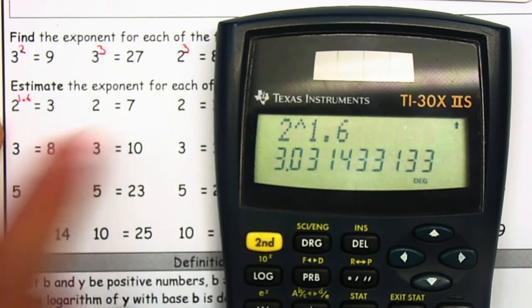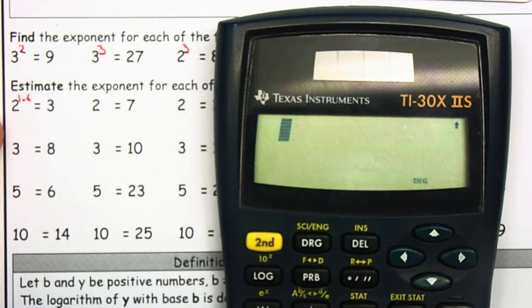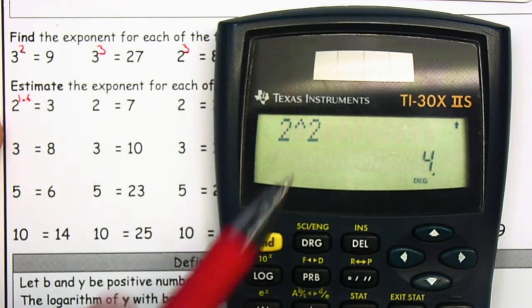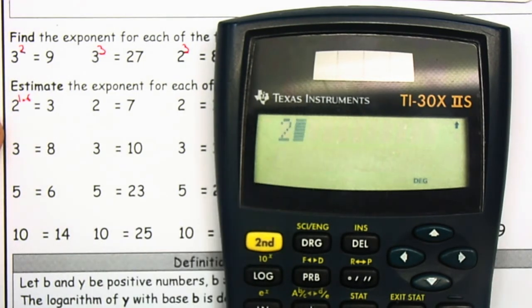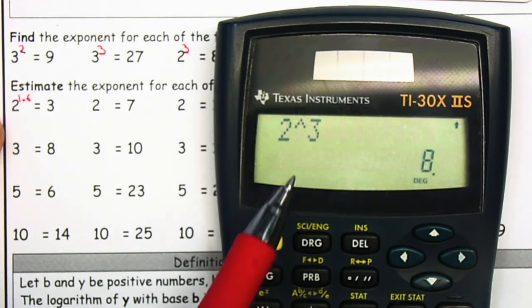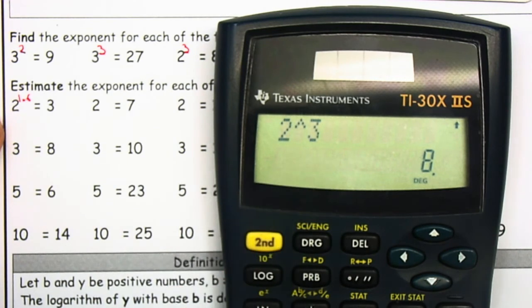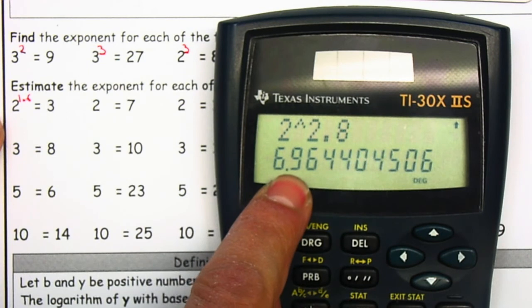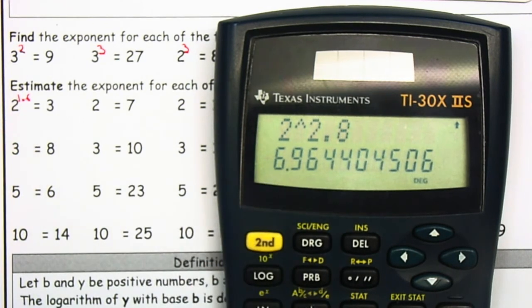Now, 2 to what power is equal to 7? I know that 2 to the 2nd is 4, so it's a little too low. Let's try 2 to the 3rd power. 2 to the power of 3 is equal to 8. That's a little too high. So instead of 3, let's try 2.8 or 2.9. So 2 to the power of 2.8, that's actually not bad. So that'll be 6.9. If you round it up, that'll be 7. So that'll be 6.9.